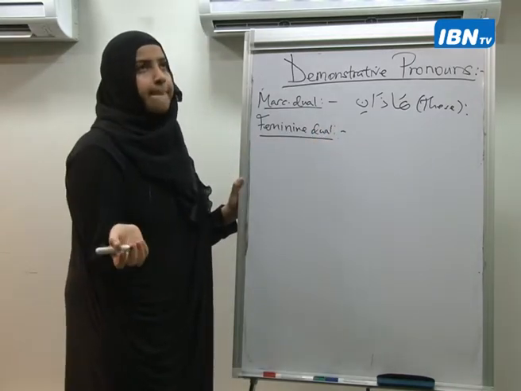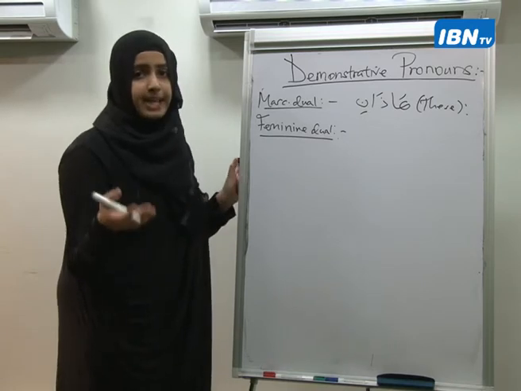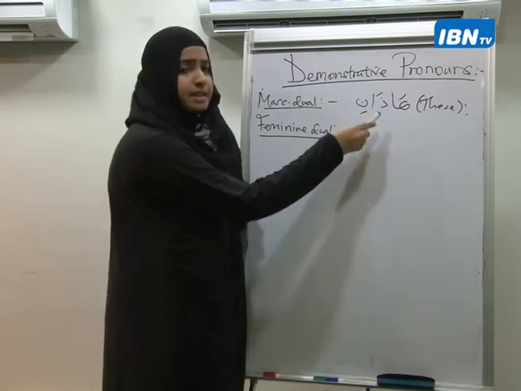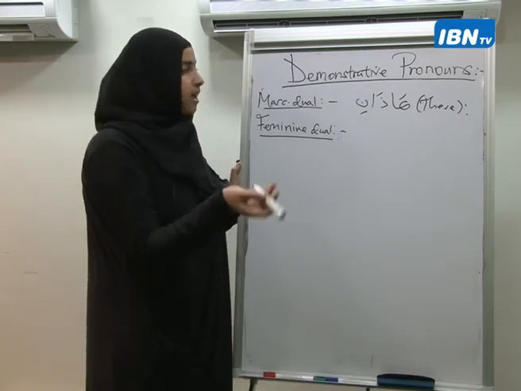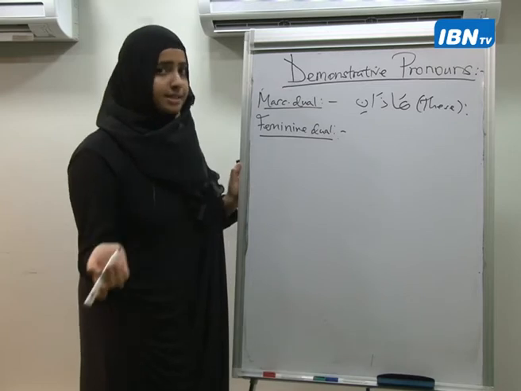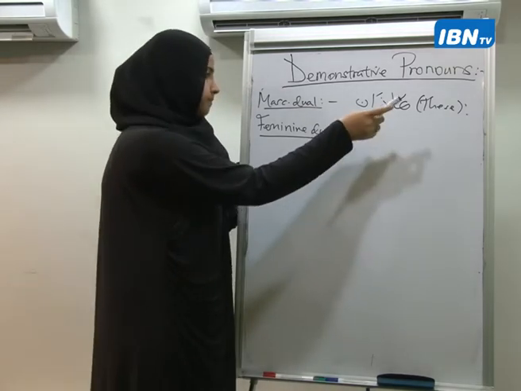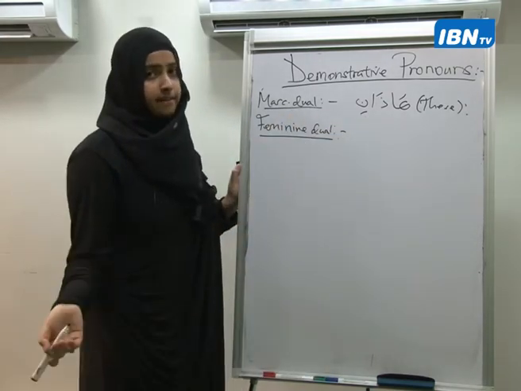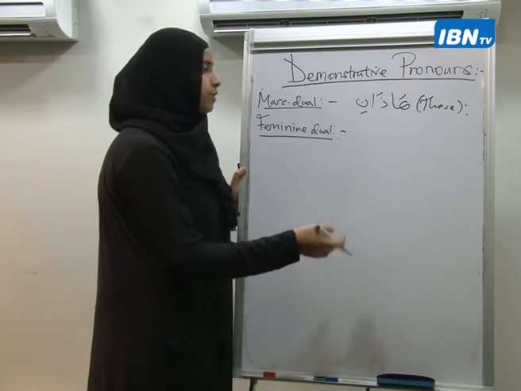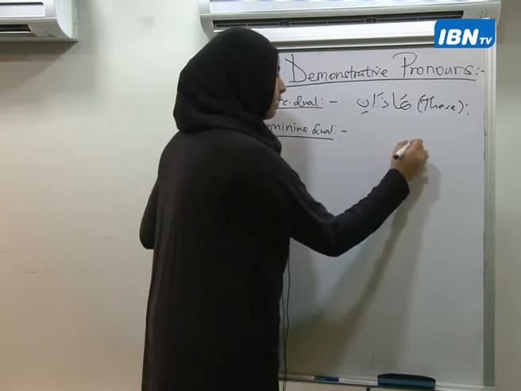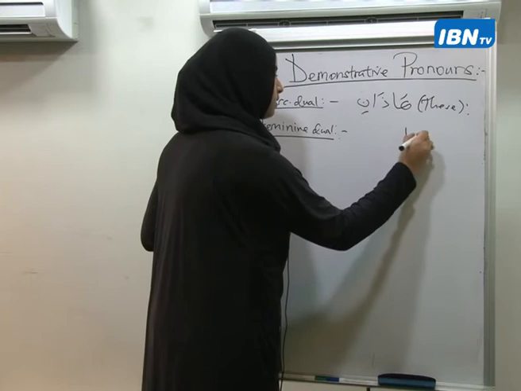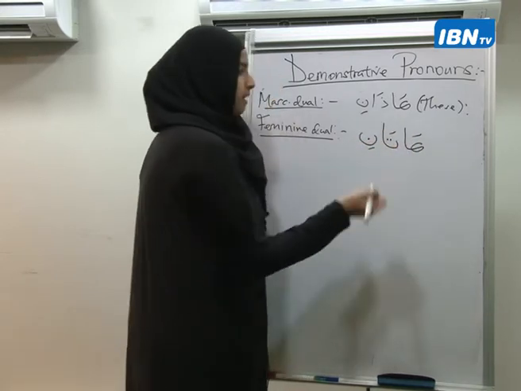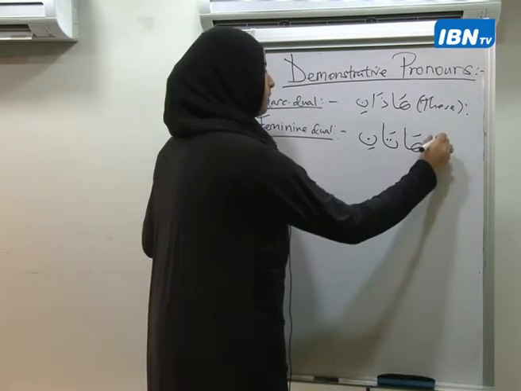For example, if I want to say these are two sisters, can I use هذان أختان? Can I say هذان أختان? No, I cannot say هذان أختان. Why? Because هذان is only for masculine and أختان is feminine. So for feminine dual, we are going to use هاتان, okay? It means these, but for feminine.